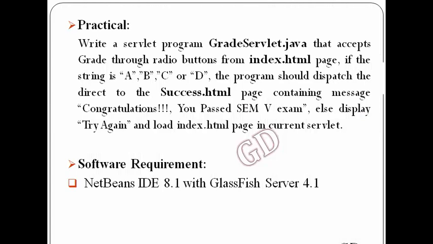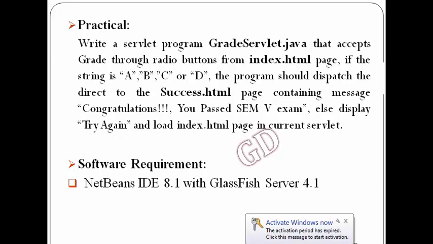So here, in this web application, a user will be selecting the value of grade. If the user is selecting value of grade as A or B or C or D, then the request of the user will be forwarded to success.html page where the message congratulations, you passed Sem 5 exam will be displayed. In case if the user is selecting value F, then the message try again will be displayed on the screen. Along with that, index.html page will be loaded.